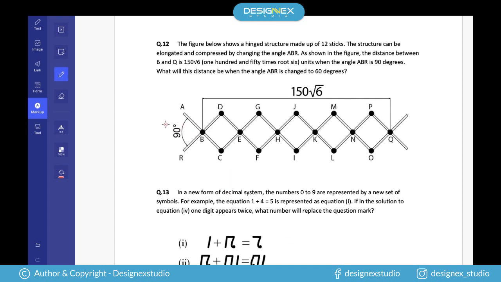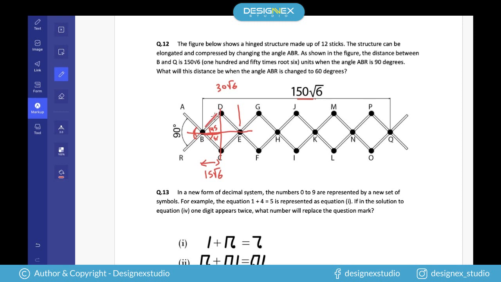Okay, the 12th one, pretty simple. Each unit, so this one is 50 under root 6. So each unit, how much will that be? 30 under root 6. If I make a line here, this length would be 15 under root 6. This one is 90 degrees, so this will be 45, 45. It is dividing exactly into half. So this one is 15 under root 6.